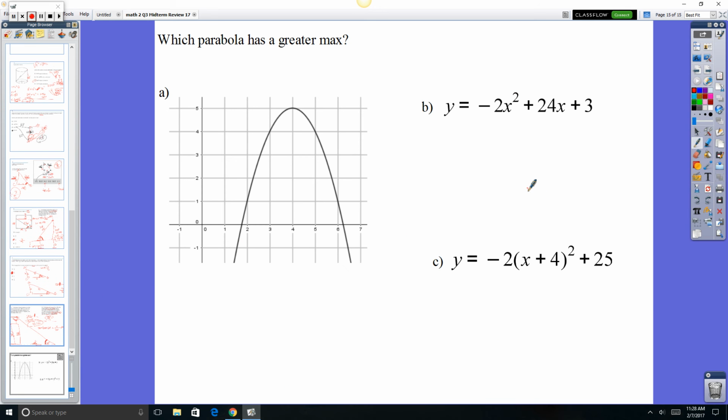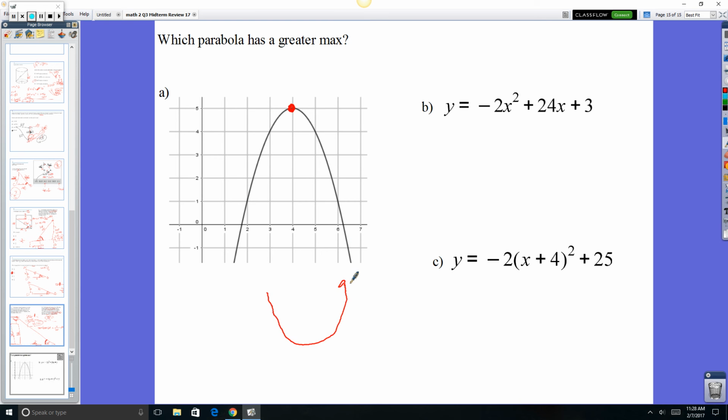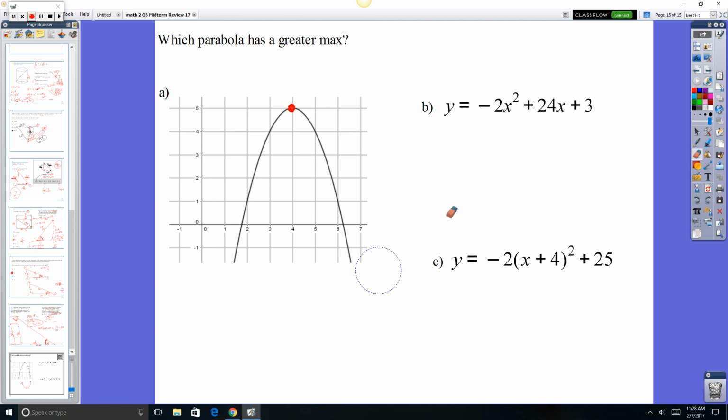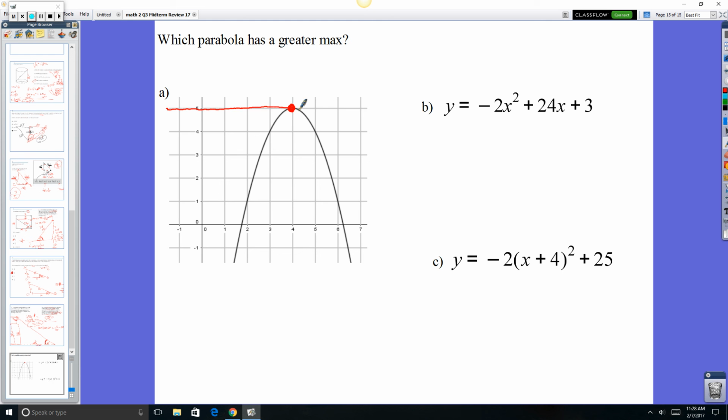Last problem's kind of a review of all the parabola stuff, the quadratic. Which one has a greater max? This one by far is the easiest, so the max is the highest point of the parabola. So you need to know kind of where the vertex is. And this parabola would have a max. If it was oriented like this, this parabola would have a min. That's the lowest point on the parabola. So your max right here, the highest level, looks like the max is 5.